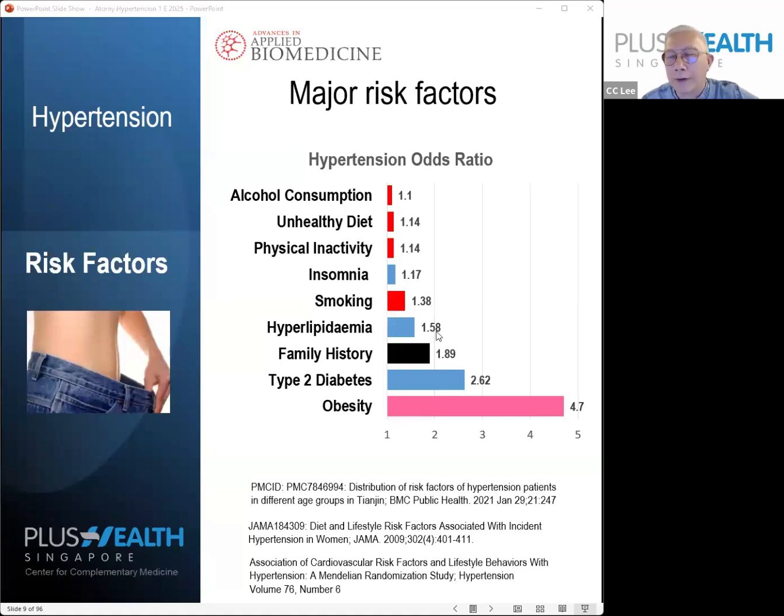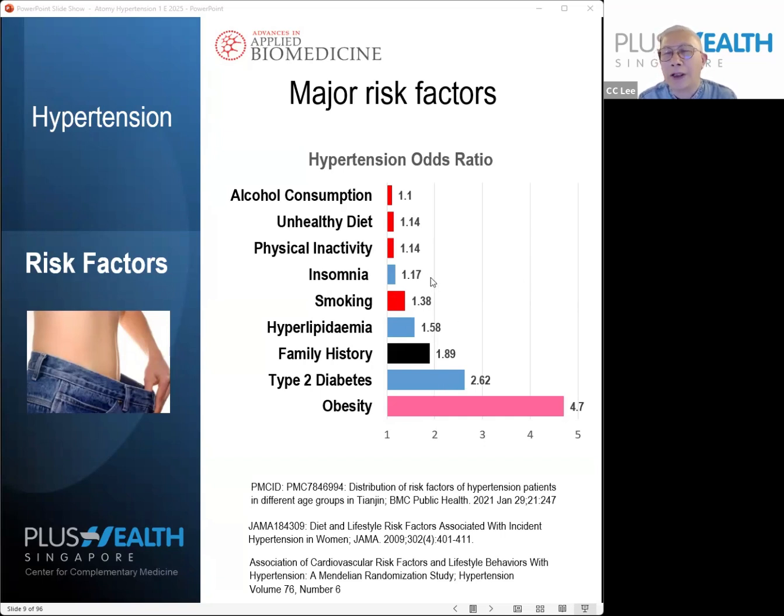Now, in here, right, you can see that obesity accounts for the single highest risk factor in causing hypertension, right? Followed by type 2 diabetes, followed by genetics, which is family history, followed by hyperlipidemia, which is basically a lipid disorder, a high cholesterol problem. Then followed by a smoking lifestyle, right? Followed by lack of sleep or insomnia, having a sleeping problem, and physical inactivity is about 1.14.